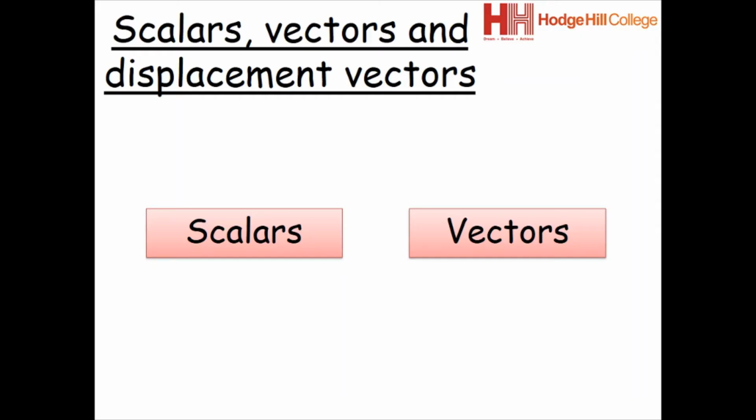Scalars have a size, they have a magnitude. Vectors have magnitude and direction, so they have a size and direction. For your exam, you'll need to know examples of each, and at least more than one example of each. Scalars, things with just a magnitude, just a size, include distance, speed, mass, and time.